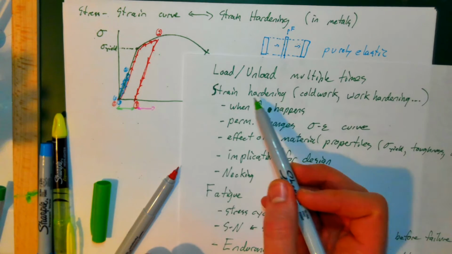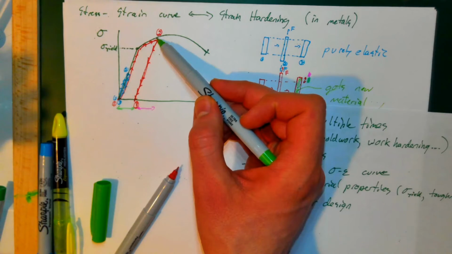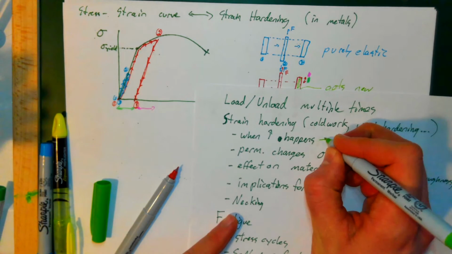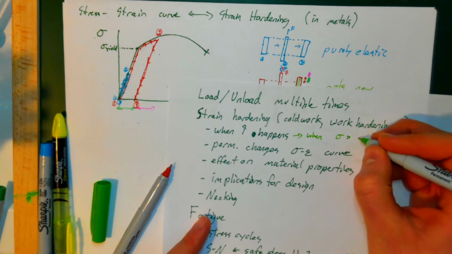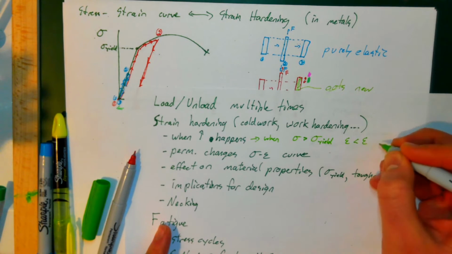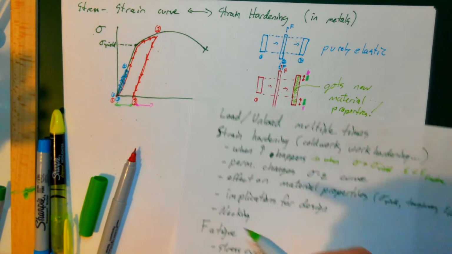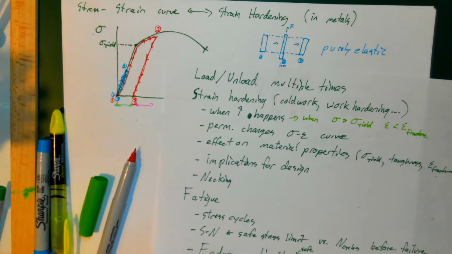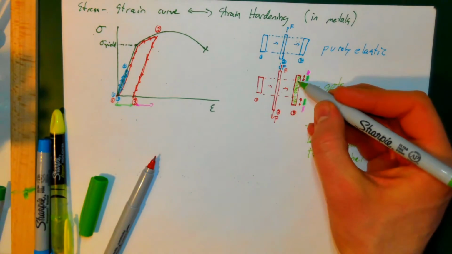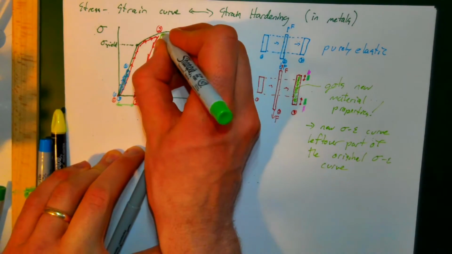So what is strain hardening? Well, when does it happen? It happens when we bring something past its yield stress, but not all the way to failure, right? So this happens when stress is greater than sigma yield, but strain is less than the strain to fracture. Right? We haven't taken it all the way out here. So these are the conditions in which strain hardening happens, and it basically results in permanent changes to the stress strain curve, where now this material right here essentially has a stress strain curve that looks just like the leftover part.